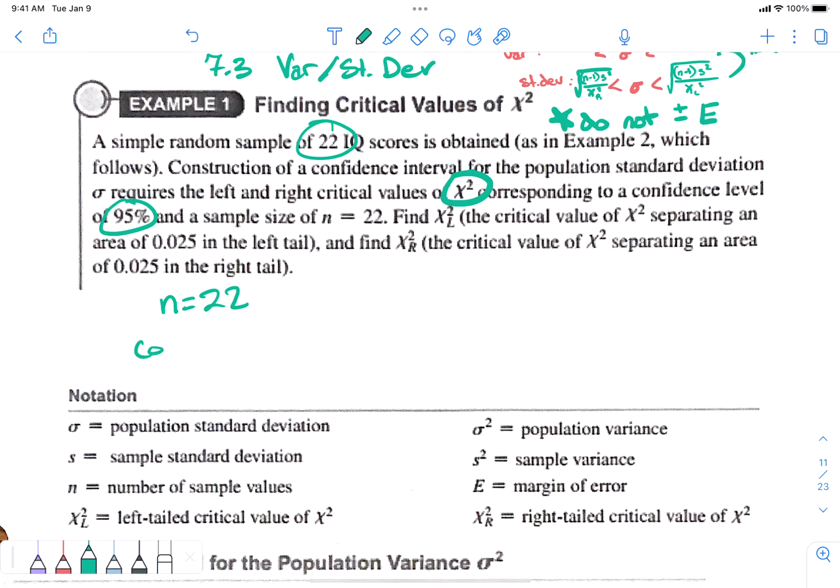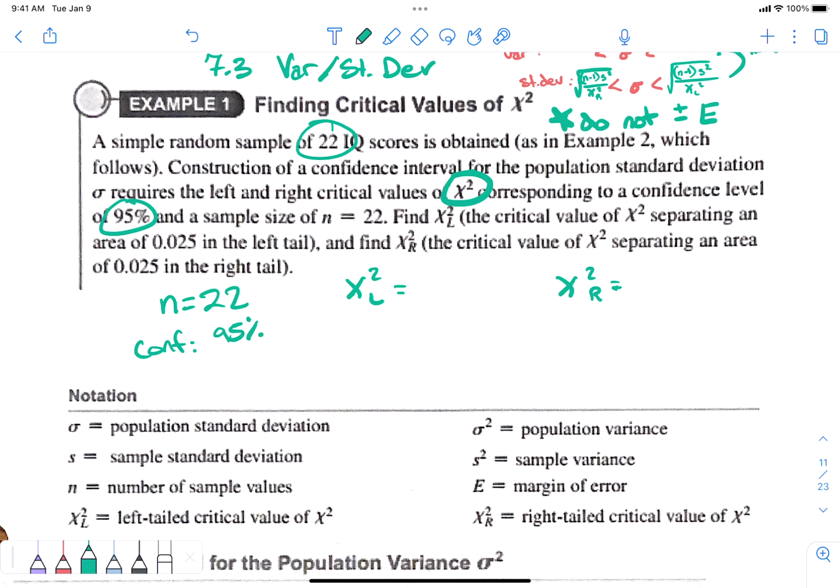I'm going to say confidence down here. 95%. Write him down somewhere. And a sample size of n equals 22. We already wrote that down. We want to find what the chi-squared left number is and what the chi-squared right number is. All we're doing is writing stuff down. We're just finding these two numbers off of the chart. This whole example is just finding those numbers on the chart, okay? Normally when you're looking numbers up on this chart, you're looking up one number. This time is the only time that you look up two numbers, okay?